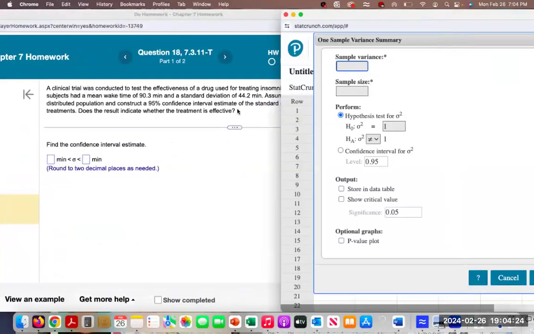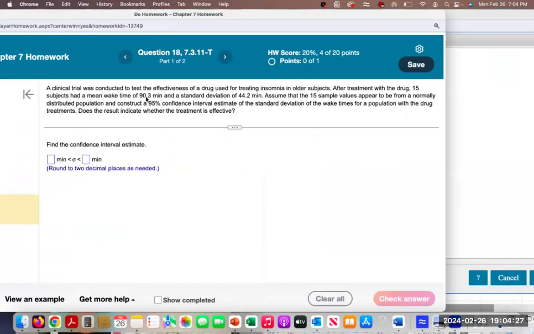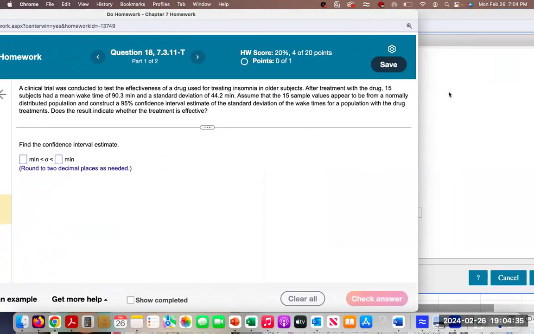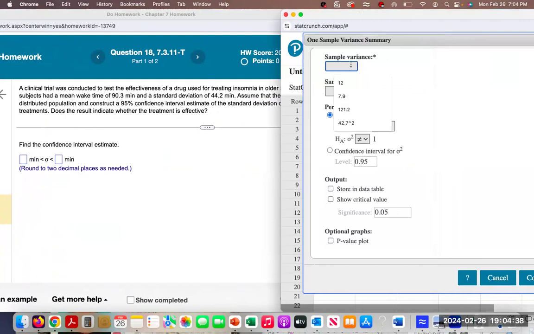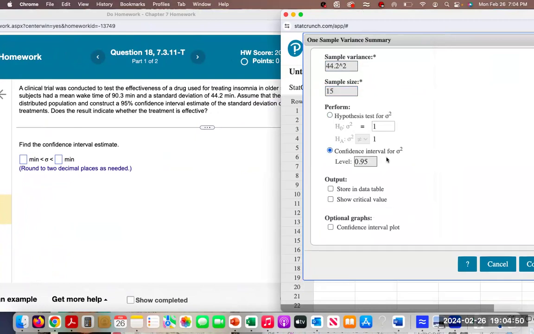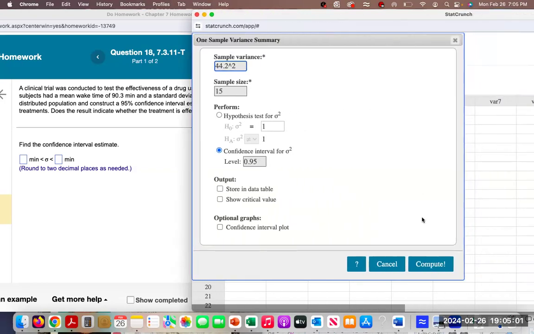So our sample size is 15, the mean of the sample is 90.3, and the standard deviation of the sample is 44.2. The sample variance is not given, but if you take your sample standard deviation, 44.2, and raise it to the 2 power, it becomes variance. We're performing a confidence interval for standard deviation, but in StatCrunch we're going to do it for variance, and we're doing a 95% level. So we have all the information. Let's click compute.